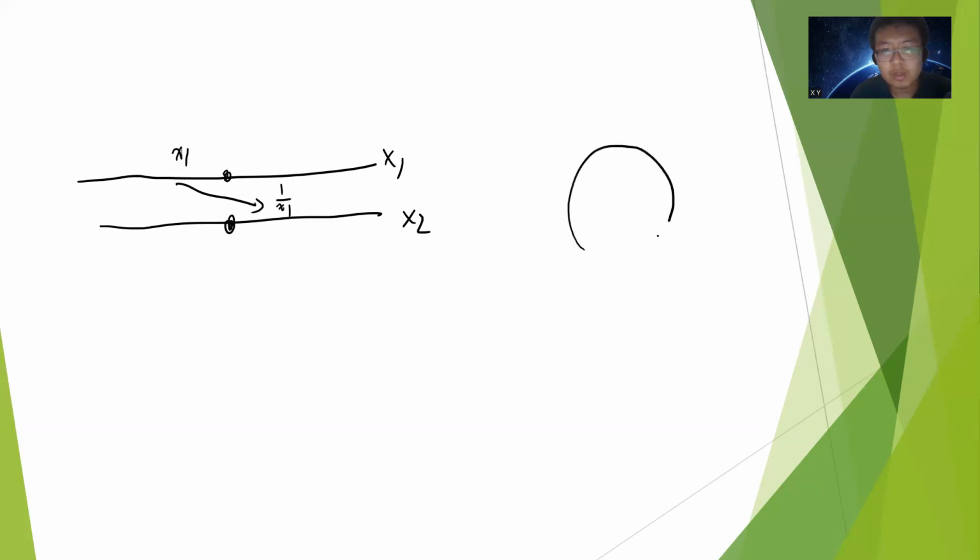Some people will draw it like this, if you see the Vakil textbook. So this is X1, this is X2. This is X1, and it misses 1 point. This guy also misses 1 point, because there's a point that's not glued.